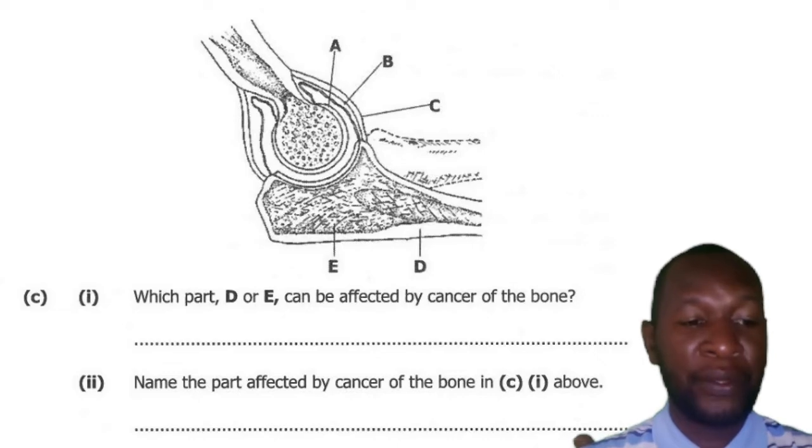Part C1, which part, D or E, can be affected by cancer of the bone? So the part which can be affected is part E.